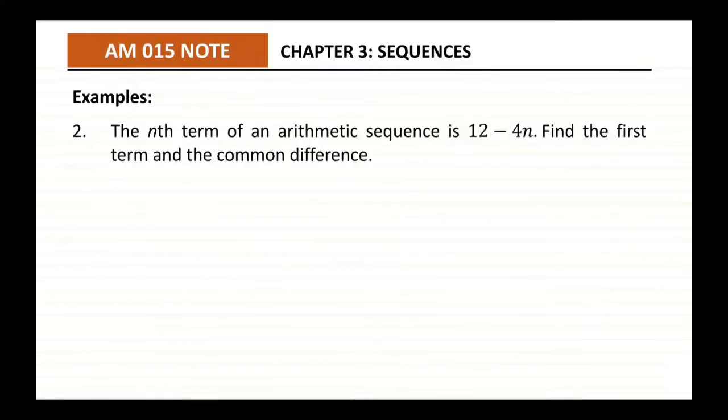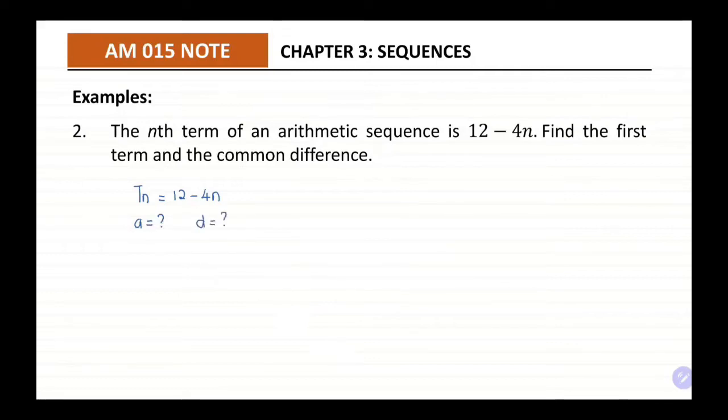We continue with question number 2. The nth term of an arithmetic sequence is 12 - 4n. This means Tn = 12 - 4n. The question asks to find the first term and the common difference. First term means we want to find a, and common difference means we want to find d.